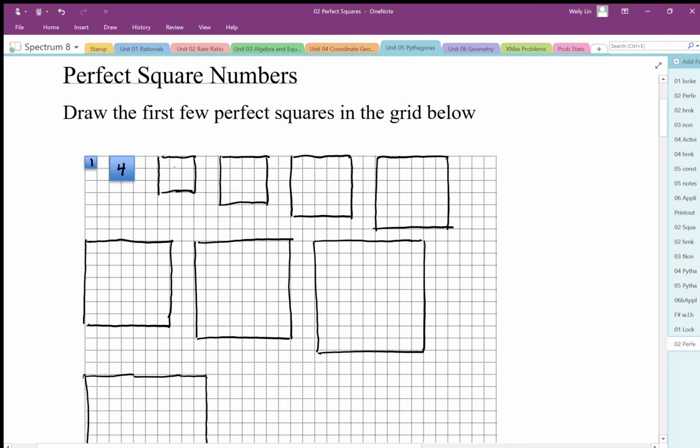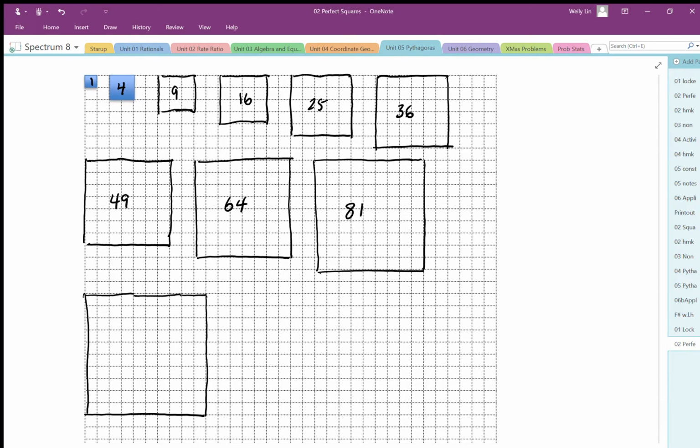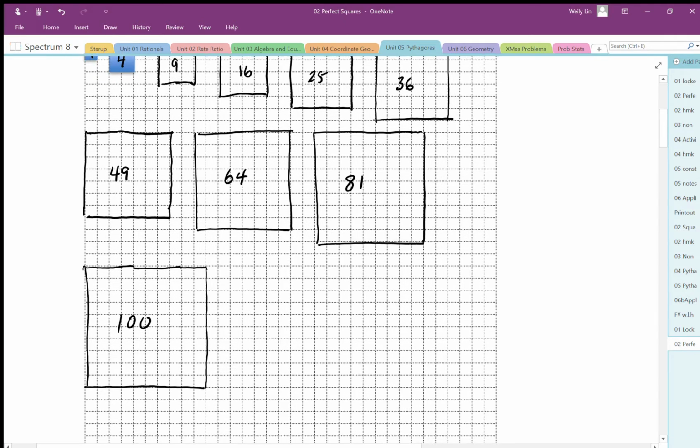And then 3 by 3 gives us 9. 4 by 4 gives us 16. 5 by 5 is 25, 6 by 6 is 36, 7 by 7 is 49, 8 by 8 is 64 squares, 9 by 9 is 81 squares, 10 by 10 is 100 squares. Okay, we can keep going on.